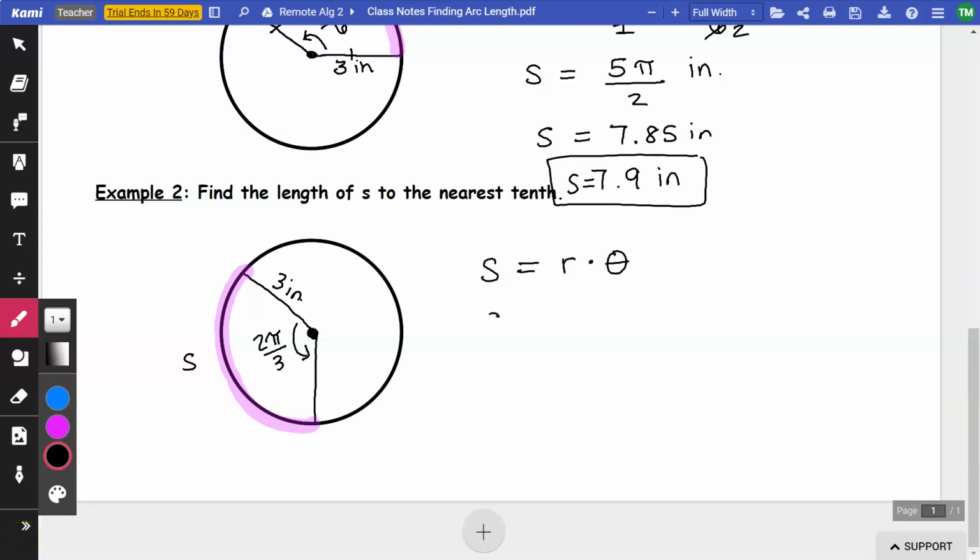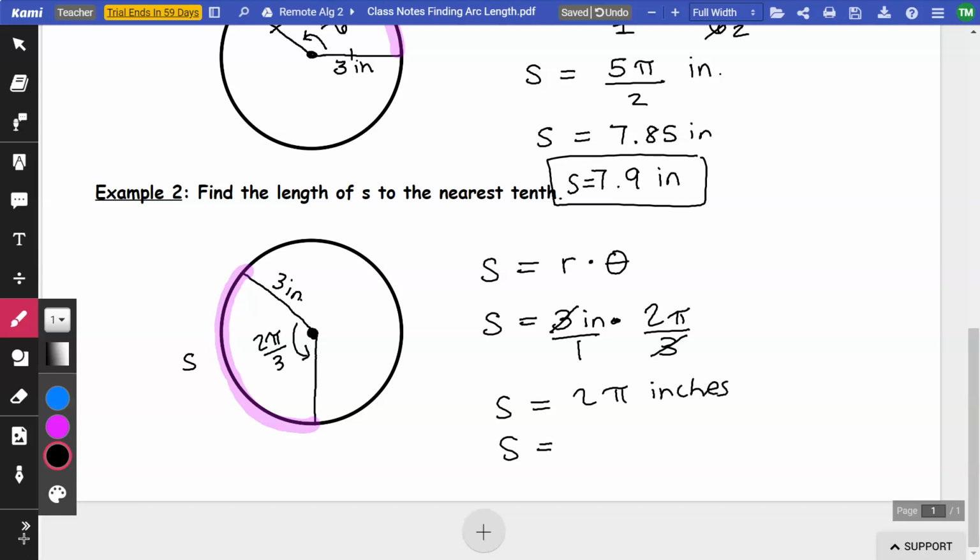So what you should have is S equals the radius of 3 inches times 2 pi over 3. 3 inches is technically over 1. 3 divided by 3 cancels. We're left with 2 pi inches. But again, we want the decimal form. So 2 pi in our calculator would be 6.28. Rounding 6.28, we would say 6.3 inches. And there we go. That's all for today.